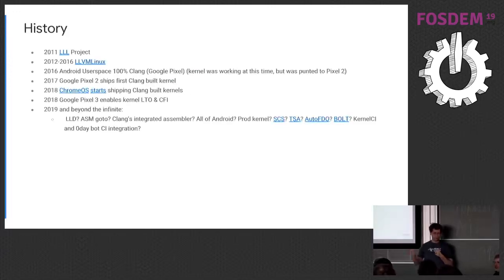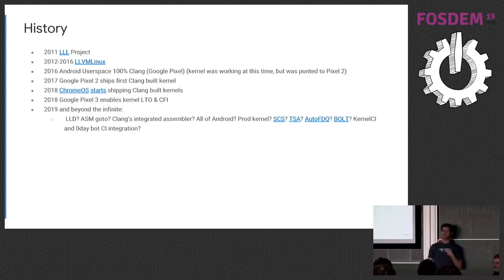So the earliest history I could find was there's some project called the LLL project that has a few commits in 2011. I don't really know too much about it, but that's some proof that someone here was trying to build the Linux kernel with Clang. They have patches on top of a 2.6 kernel, which is ancient history to me.